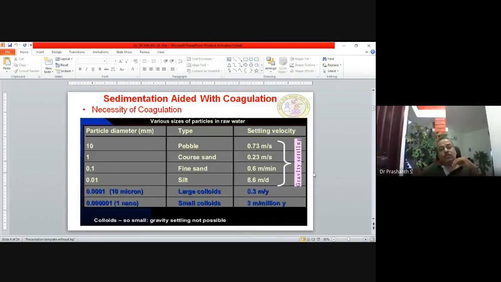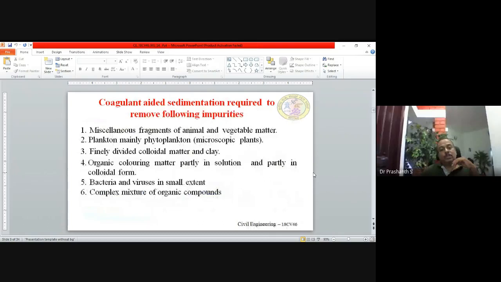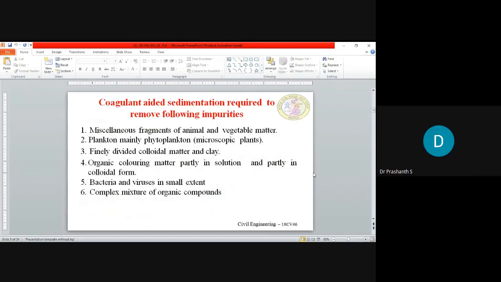So, what are we going to remove using coagulants? Coagulant aided sedimentation is required to remove the following impurities. Very fine particles like miscellaneous fragments of animal and vegetable matter. And we remove plankton. Plankton may be phytoplankton, the very small microscopic plants. It removes finely divided colloidal matter and very small clay particles.